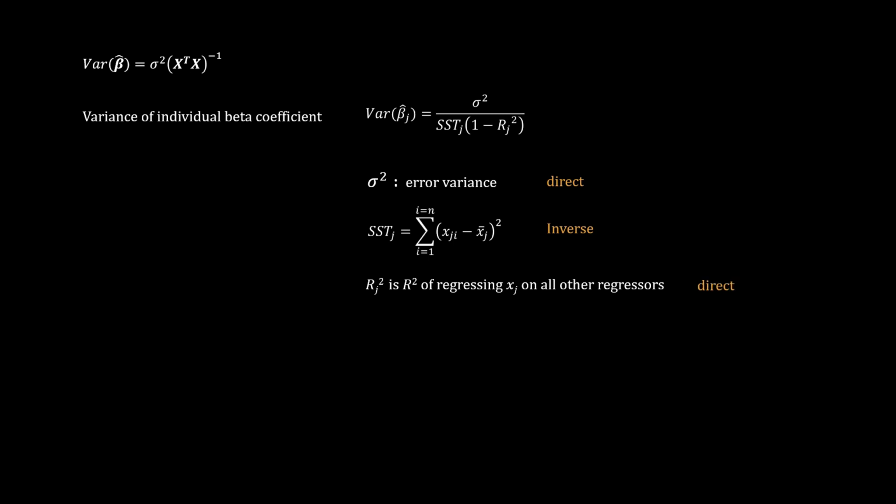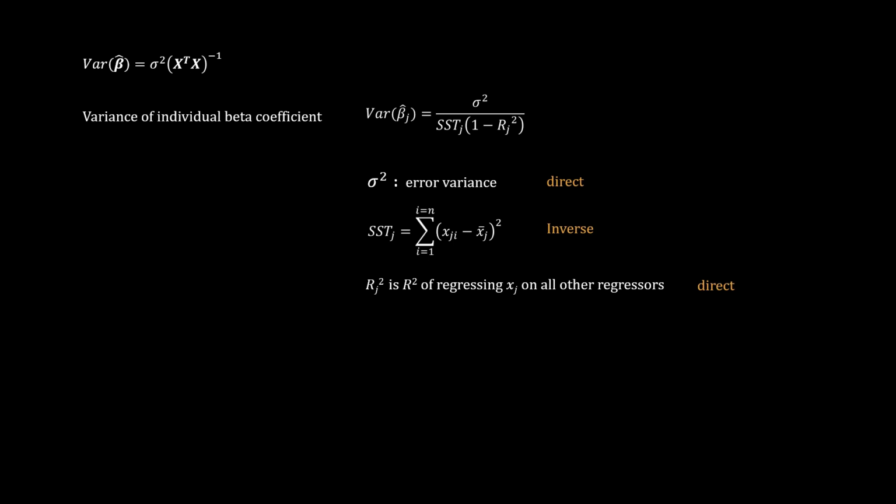Lastly, it's directly related to Rj squared, which is the R square of regressing this jth variable against all other independent variables. It means that if the jth variable is correlated with other variables, then Rj squared will be high, and so the variance of beta j will also be high. We call this multicollinearity, and it's not desirable because it increases the variance on beta estimates, making them unreliable.